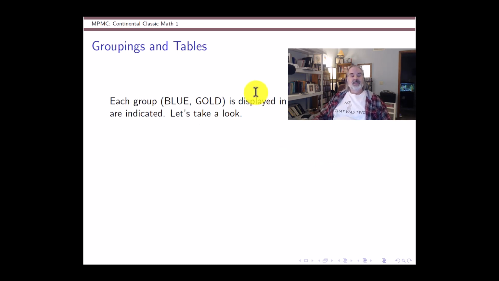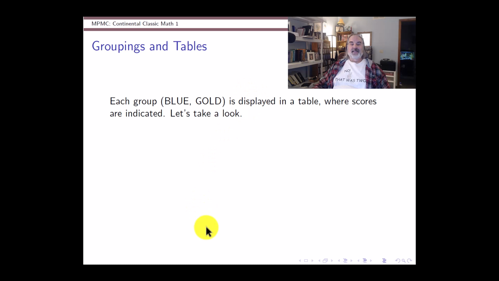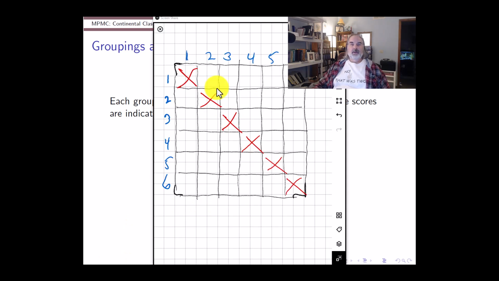All right, so this is the way it looks as is. A badly drawn table, right? So let's say in one group, say the blue group or the gold group, I don't care which, there's 6 wrestlers in it, and the results are going to be put into this table, this array, or matrix, if you like to call it that. This will help us figure out how many matches there are going to be.